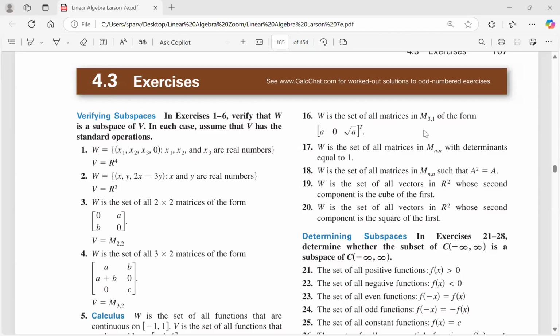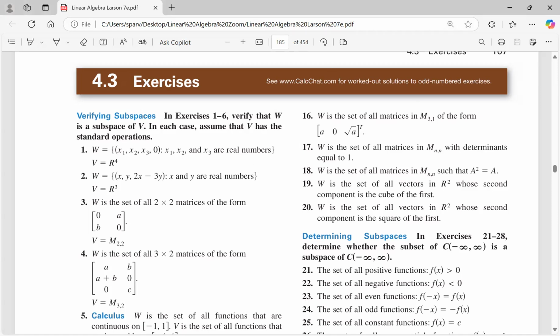all right, so we're going to do exercise number 4. So I'm going to write it down, number 4. This is in section 4.3. And exercise number 4, it says W, remember the subset, is the set of all 3x2 matrices of the form, I'm going to write the form as A plus B, 0, B, 0, C. Okay. And the vector space where this is selected from is the set of all 3x2 matrices. Okay, now let me change my share so you see what I have written.